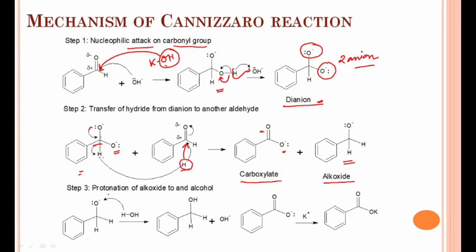Now the next step is protonation of the alkoxide to an alcohol. Here, from water molecules, hydrogen is abstracted, and it will give an alcohol. Similarly, as we are using a basic medium, KOH, here KOH will react with the carboxylate ion to give potassium carboxylate. So this is a salt of carboxylic acid.